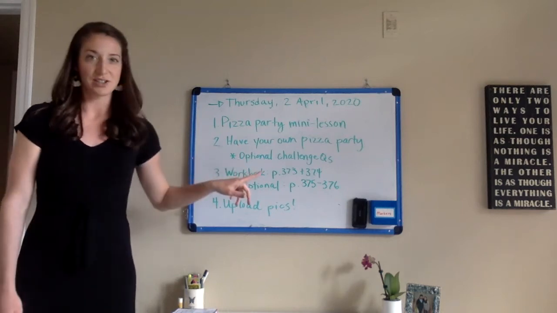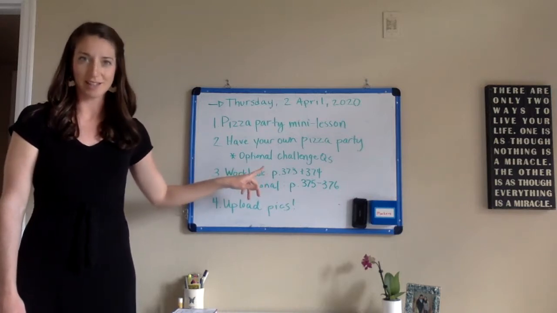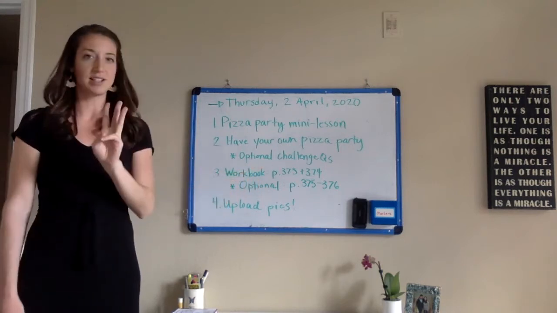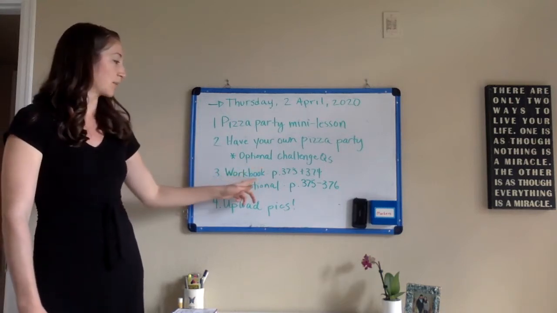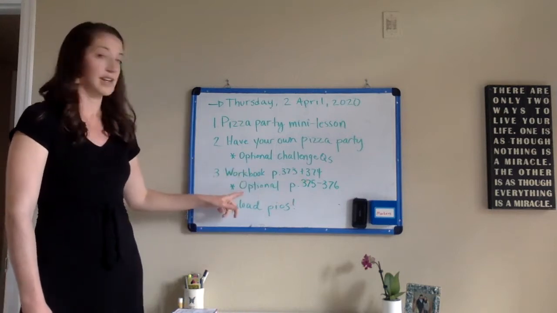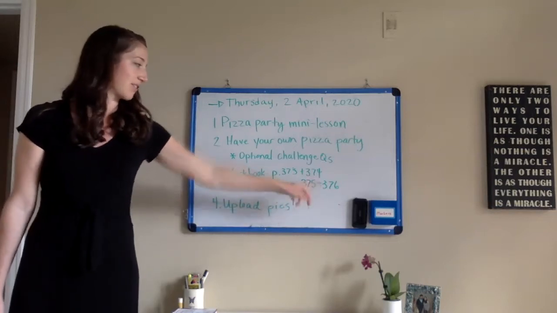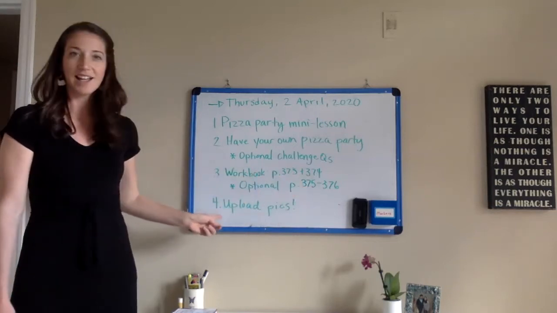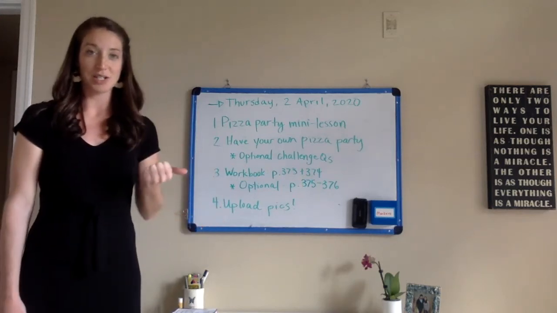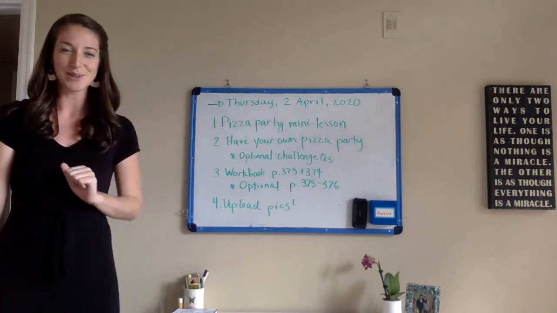There are additional optional challenge questions. If you'd like to try them, you certainly can, but you don't have to. Third, you're going to do your workbook pages 373 and 374. If you'd like an additional challenge, you can do pages 375 and 376. And last, you'll upload pictures, both of your pizza party and the questions that you answered, and your workbook pages. All right, so let's get started.